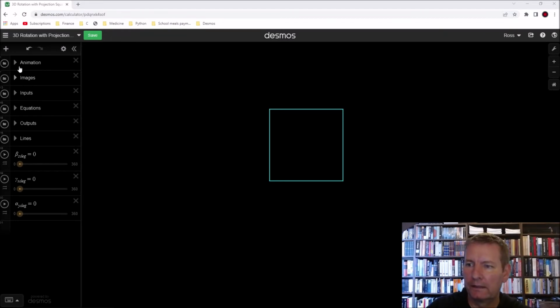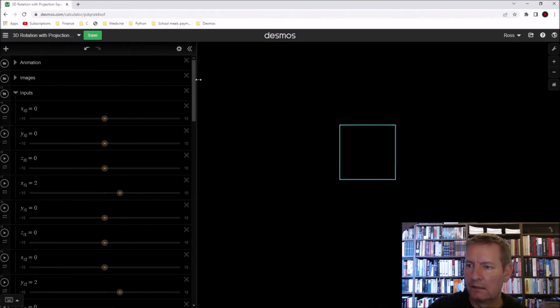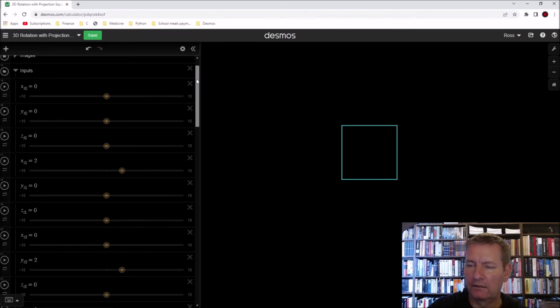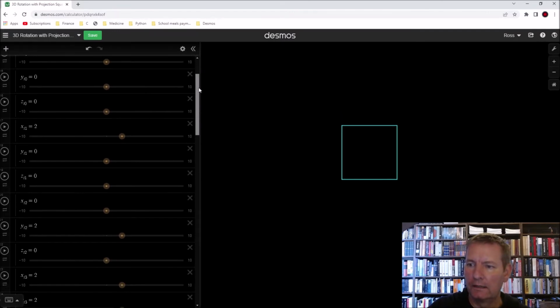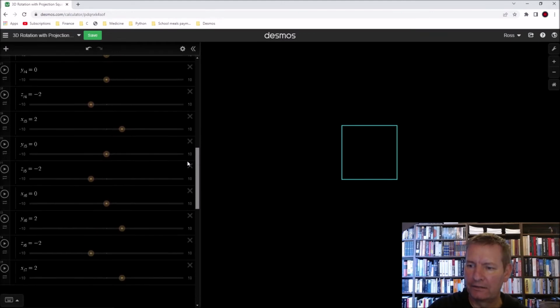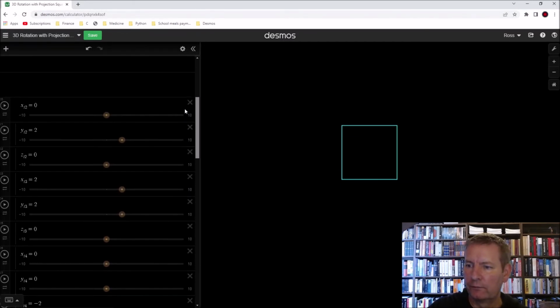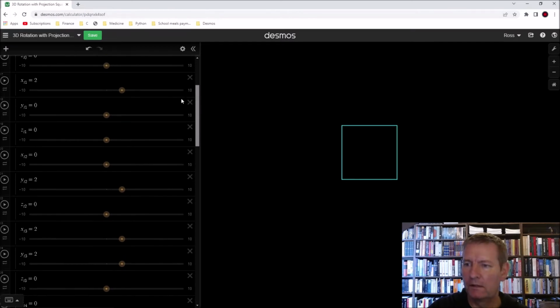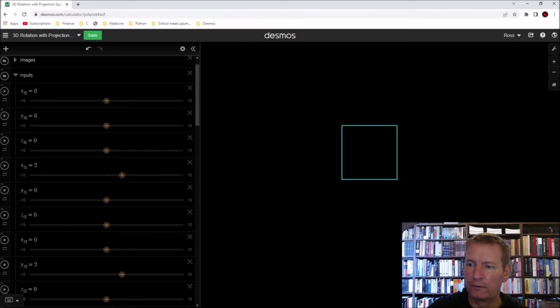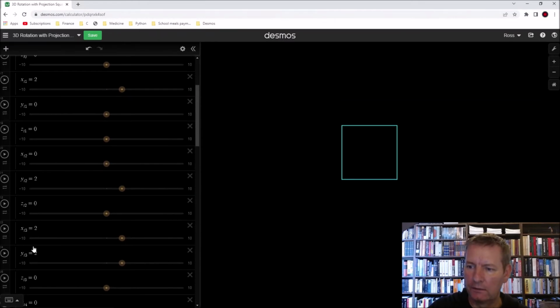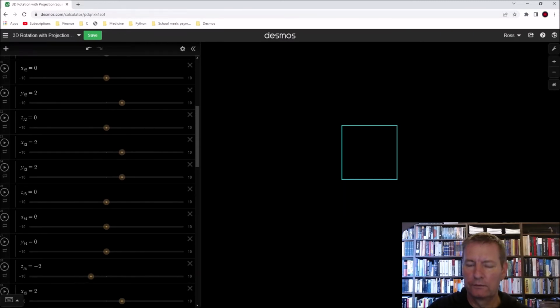Now I've got those lines there, and I've got the inputs. If you open up the inputs, you'll see that we've got x0 and x1, x2, all the way up to x7. So x0 to x7 means there's 8 inputs, and you can check the positions for each of those within the program here. You can see that for the first 4, the z component is 0, and it's 0 here, and 0, and 0 here. So that's the front face of your cube.